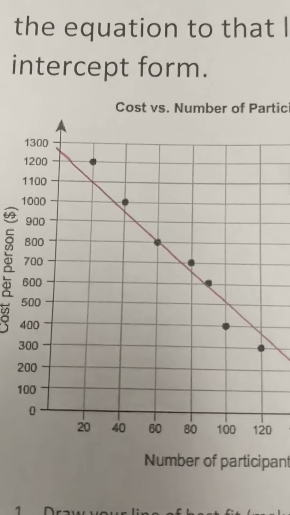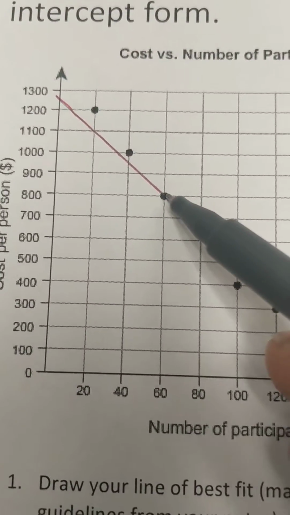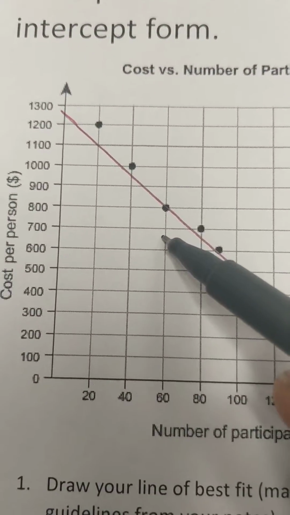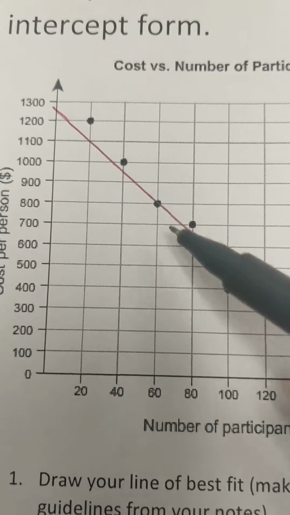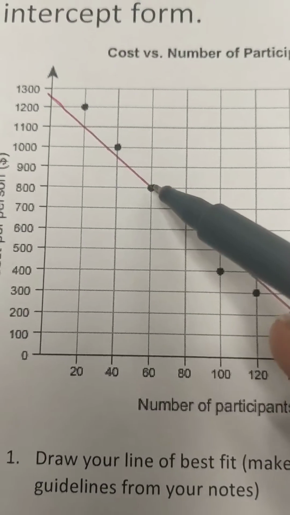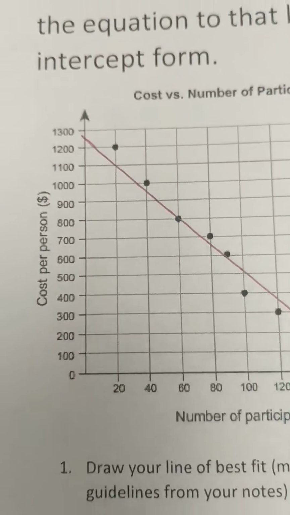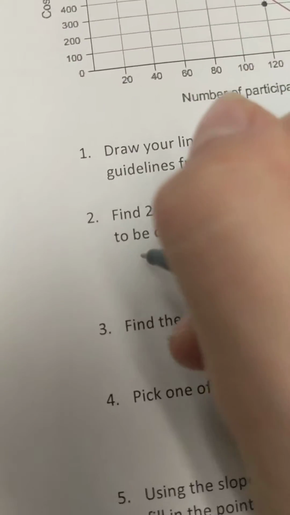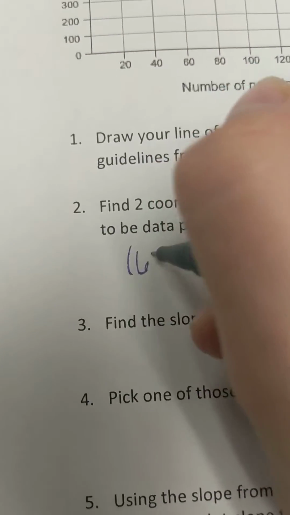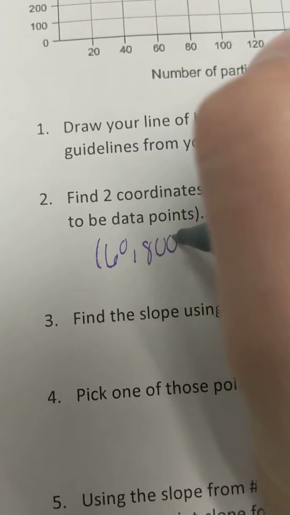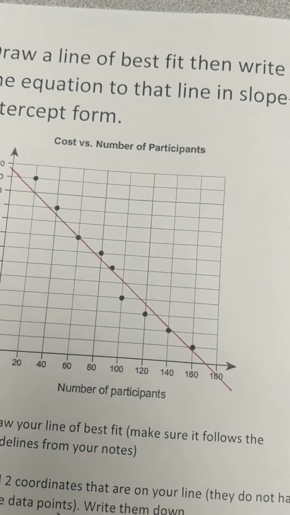Okay, so I'm going to look at this one right here, that my line goes right through, and it crosses nicely at a nice xy value. So I'm going to use that one. It is at x being 60 and y being 800. So for number 2, I'm going to write those down. I have a coordinate point 60, 800. And then I'm going to go and find another one.